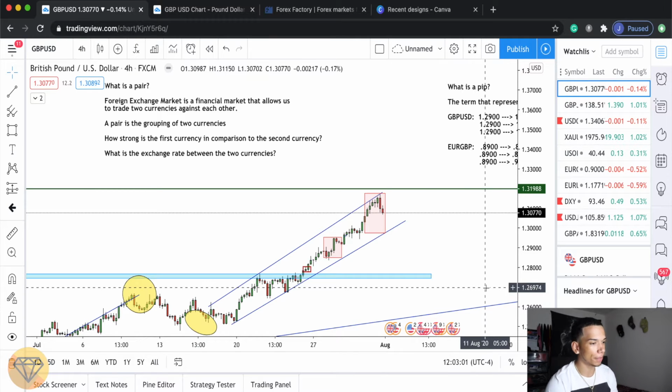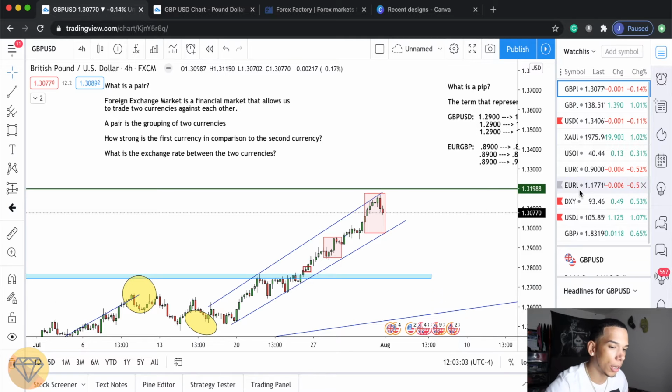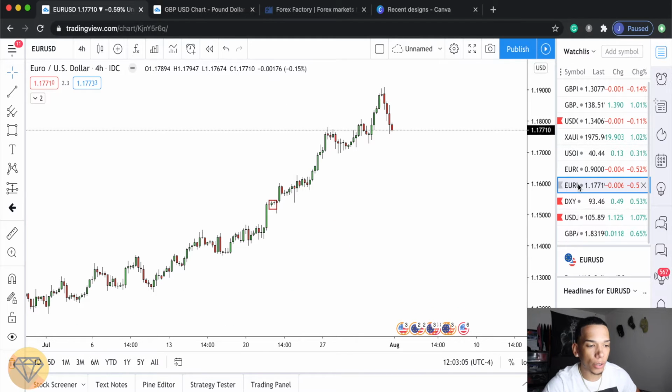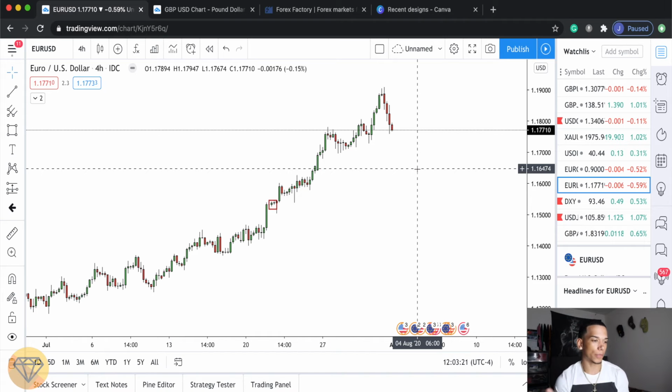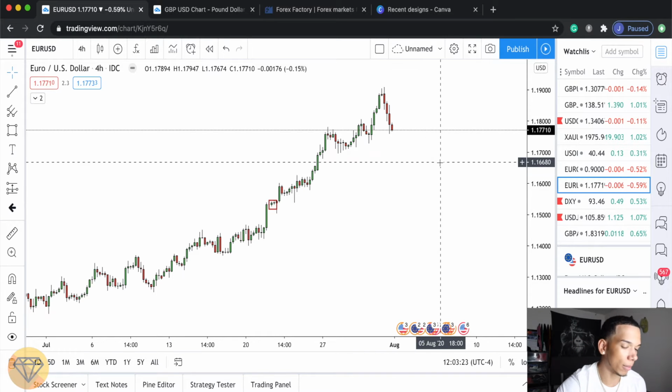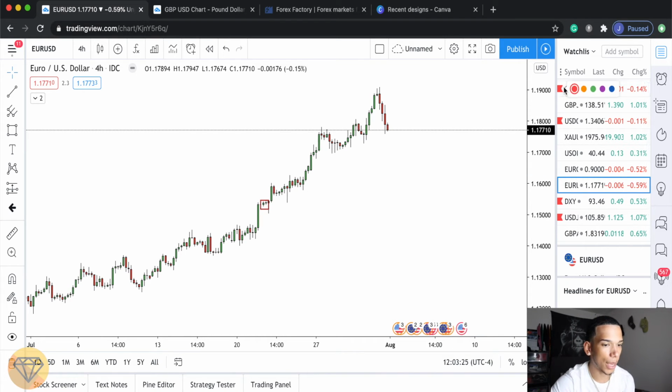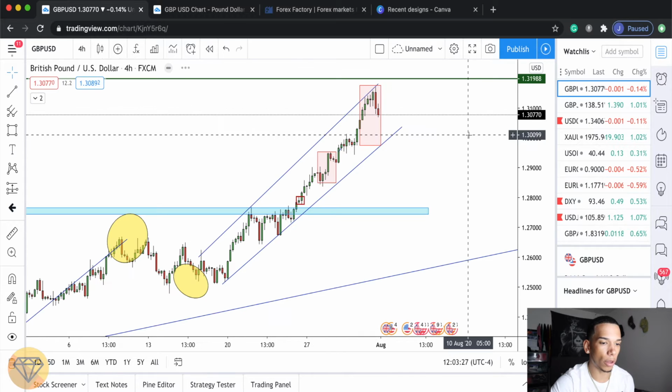$1.30. Very simple, right? So if we go on to another pair, let's say EUR/USD. Price is right now at 1.177. Essentially, I'm saying for every euro that I exchange for a dollar, I will get $1.17. Same thing, right? So that is a pair.